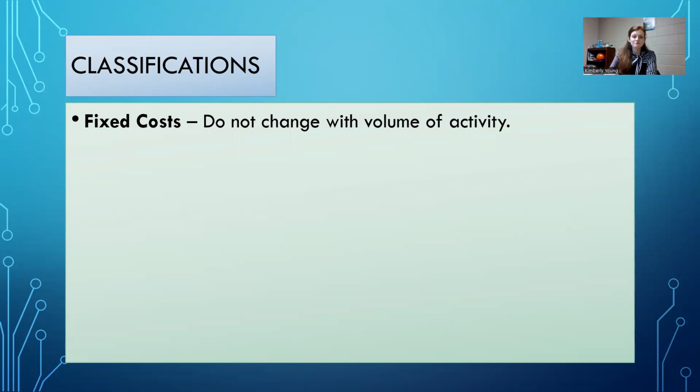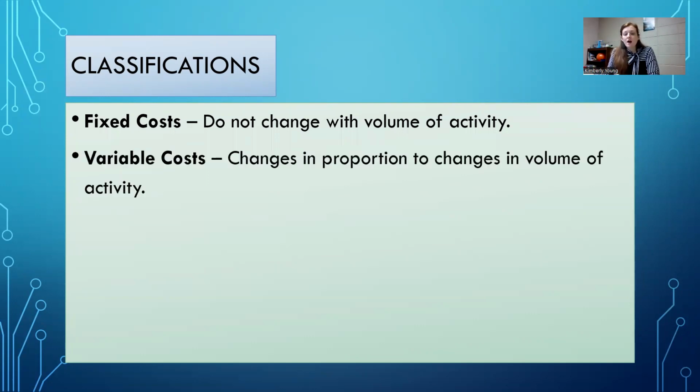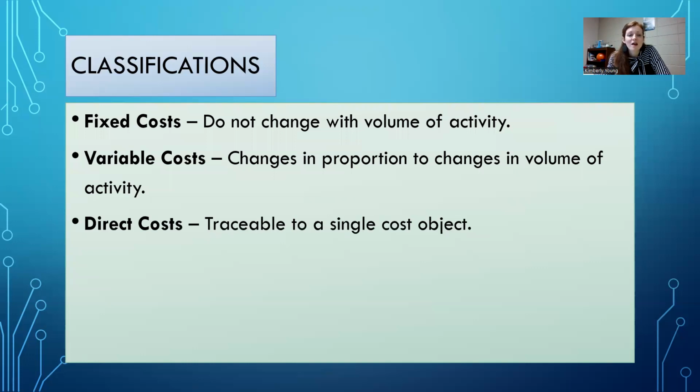So think about for a minute what might be an example of that, and we're going to talk about examples in just a minute. So something else that's not the same as fixed is going to be variable cost. So these would change in proportion to the volume of activity. So depending on if we make 10,000 or 500, these costs are going to vary, and we'll see an example of that in just a minute.